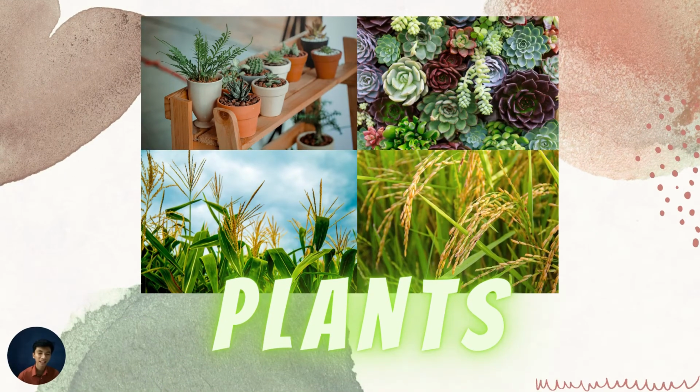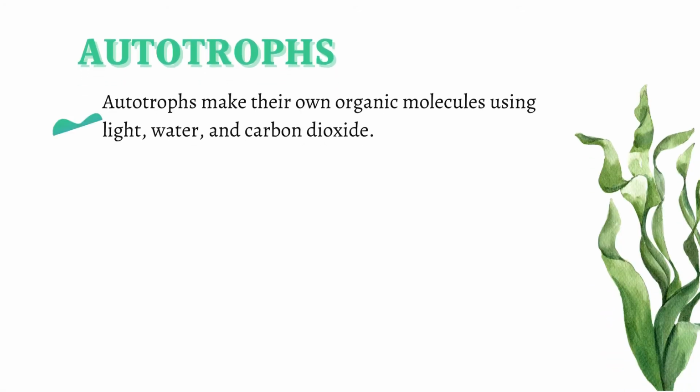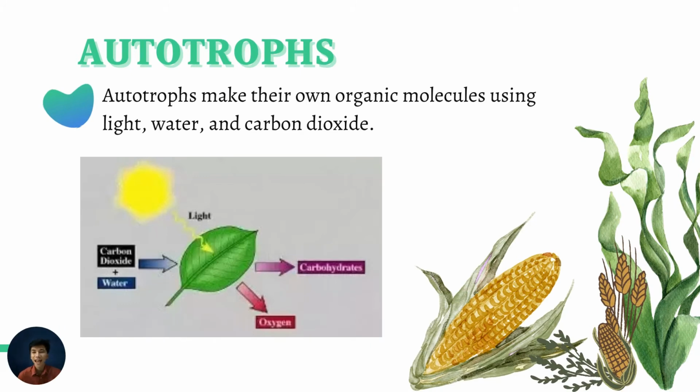Okay, the answer is plants. Correct. Plants are also called autotrophs. They make their own organic molecules using light, water, and carbon dioxide. Because of this ability of plants and these organisms, they are also called producers.